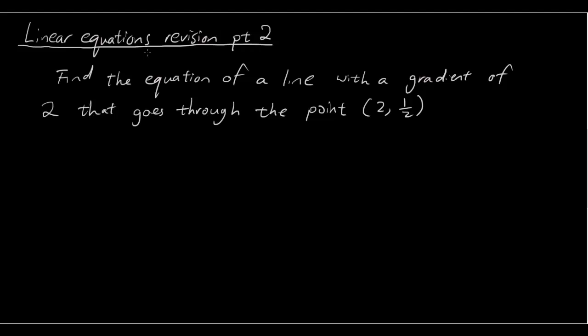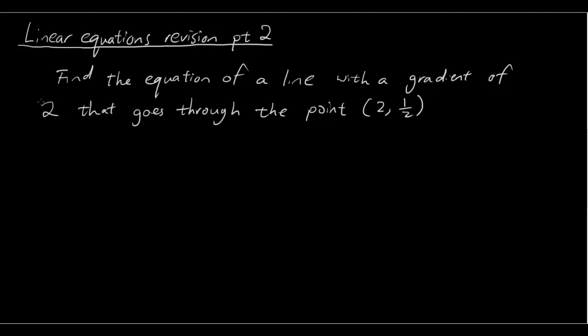Hey guys, welcome to the second part of linear equations revision. Now that we're more familiar with linear equations and drawing the graphs for the equations, we want to be able to do some questions without drawing the graph. So here is a question: without drawing the graph, can you find the equation of a line with the gradient of 2 that goes through the point x equals 2 and y equals a half?